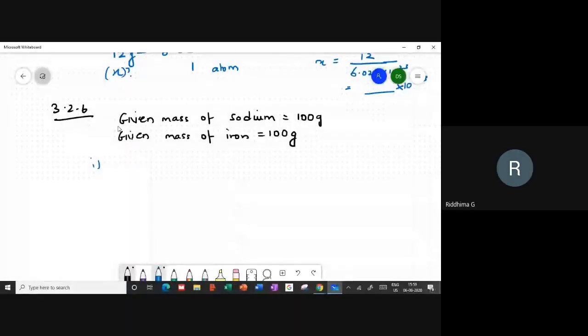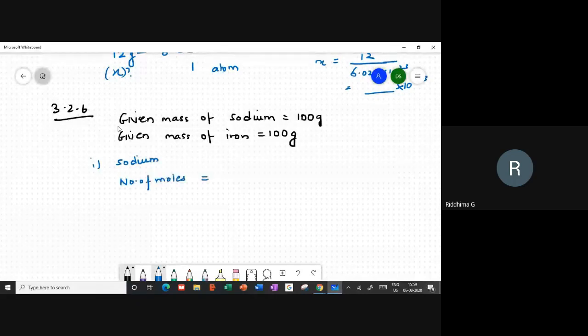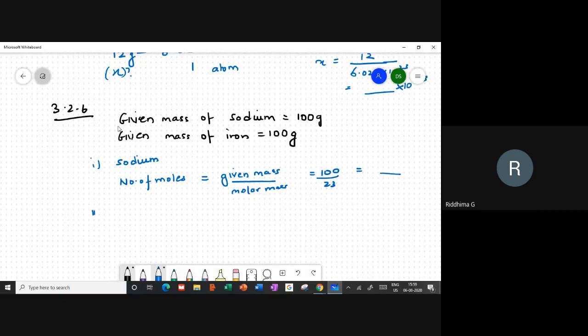We need to find. So let me consider the case of sodium first. So what will I do? I'll find the number of moles, which is nothing but given mass by molar mass. They have given you both in the question. It should be 100 by 23, correct? So you'll get some answer here. And similarly, do the same for iron. Okay, wait, I'll do the complete thing for sodium, then go to iron. Okay, so what will I get if I do 100 from the mass of sodium? I'll get 4.347 something.